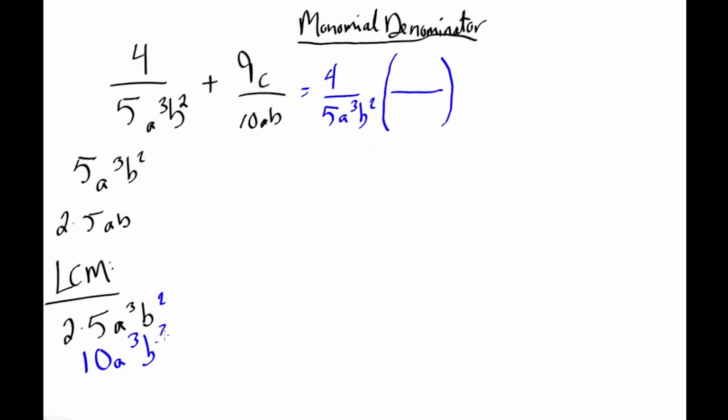B squared. That's our largest number of b's. All right, so what does this one need? What is it missing? Well, it has the a cubed and the b squared, but I need to get up to a 10, so I have to multiply this by a 2.